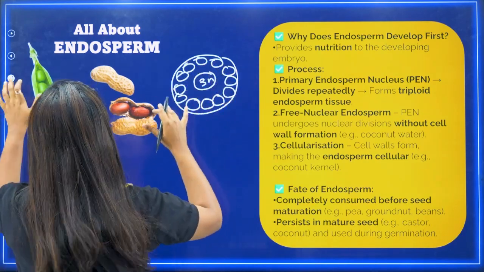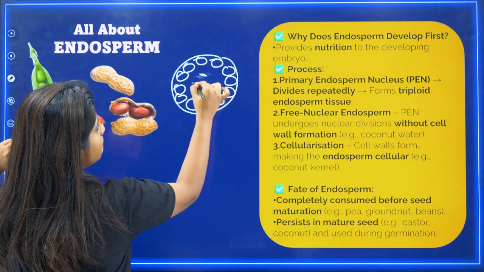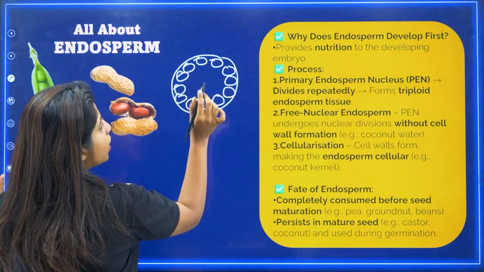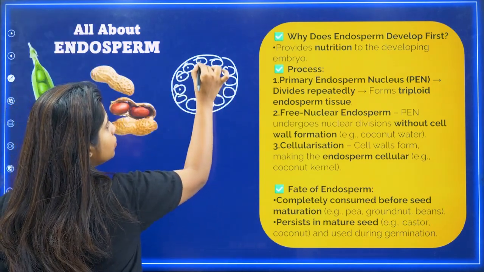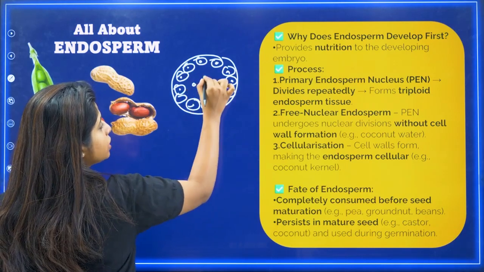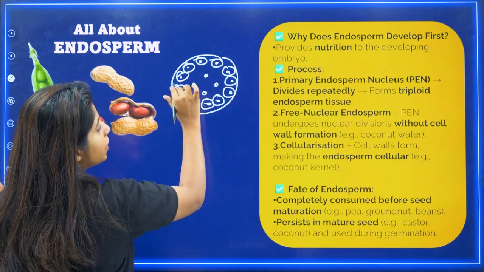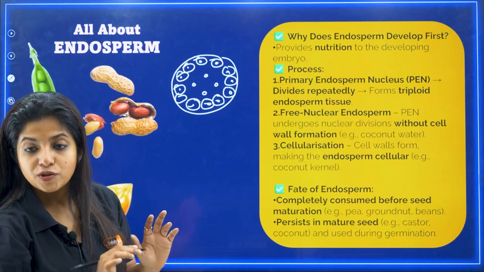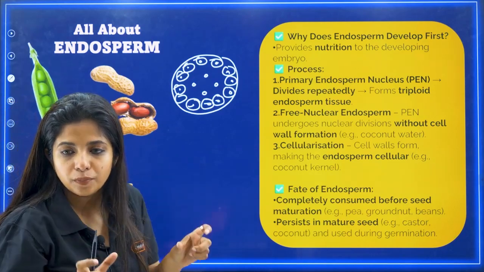There will be some nuclei out there which are not surrounded by anything. So all of them have their own nucleus, but there will be some nuclei which are not going to be surrounded by any cells out there. So you have 2 types of endosperm being formed.